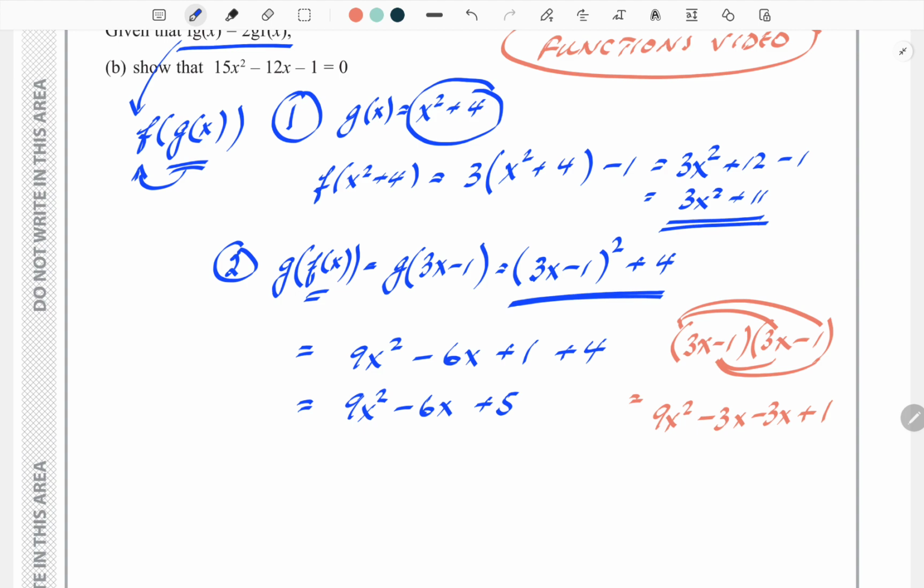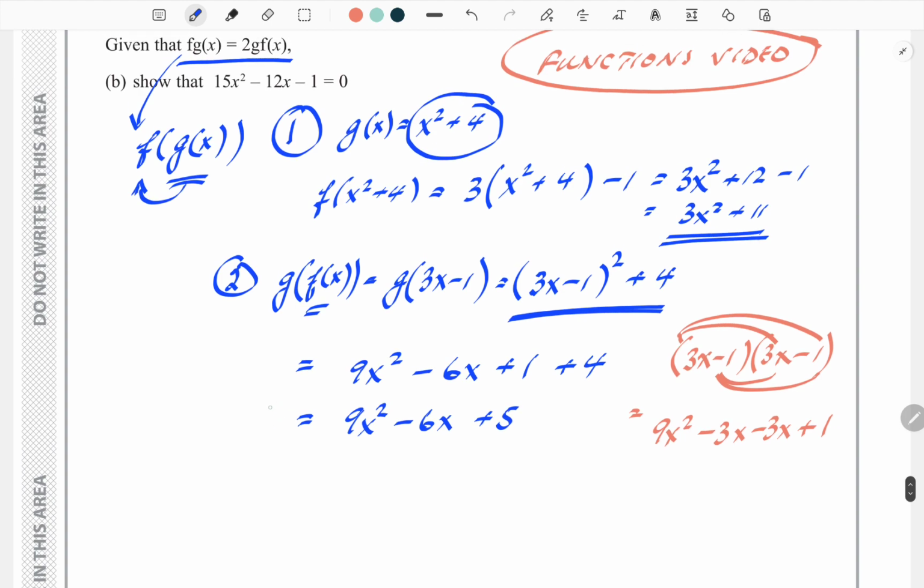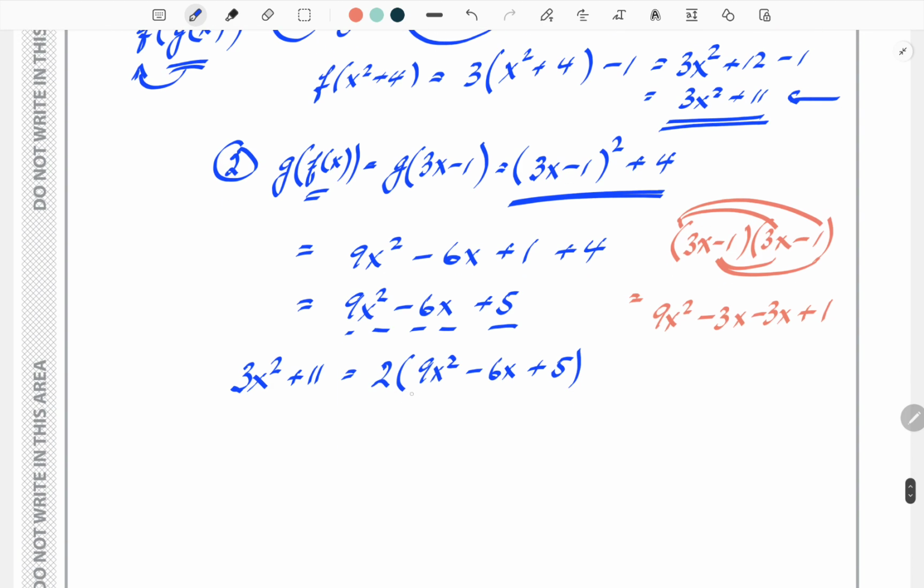All right, so now we want to go back to the original statement that they've said. fg of x equals 2 times g f of x, sorry. All right, so fg we know is here, 3x squared plus 11 equals 2 times that second result here. All right, so 2 times 9x squared minus 6x plus 5. And let's jump into this as quickly as we can. So plus 10 there, so minus 12x plus 10.